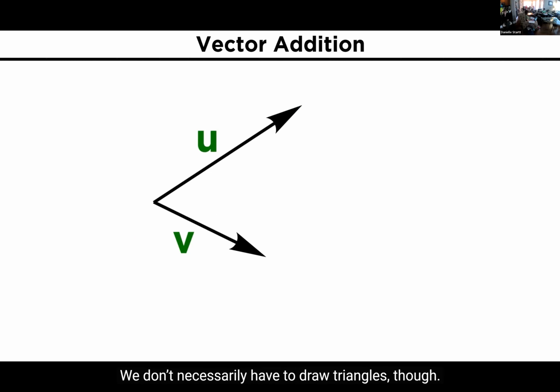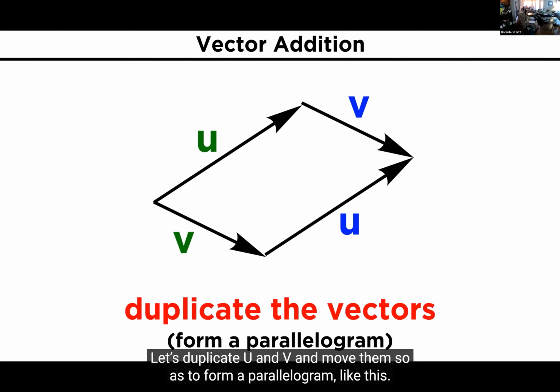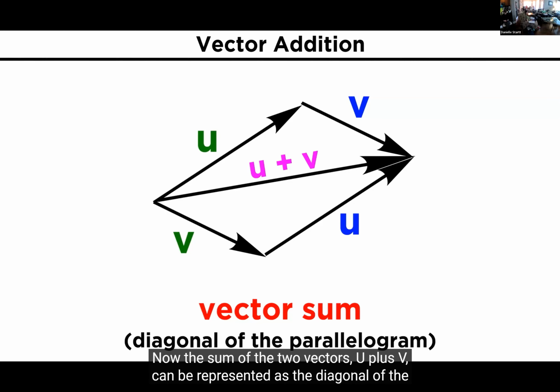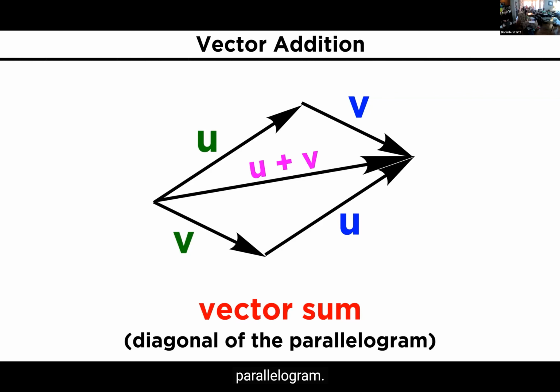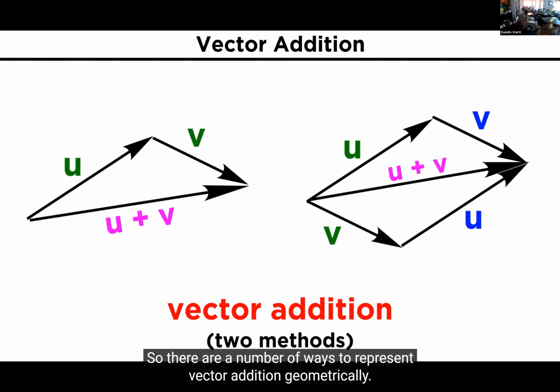We don't necessarily have to draw triangles, though. Let's say U and V start at the same point. Let's duplicate U and V. Here's what we're gonna do, to form a parallelogram like this. Now the sum of the two vectors, U plus V, can be represented as the diagonal of the parallelogram. So there are a number of ways to represent vector addition geometrically.